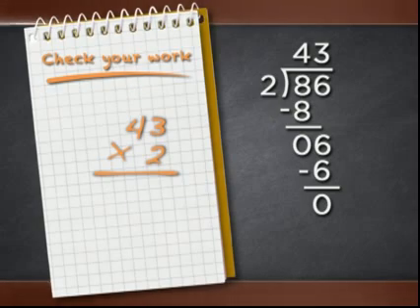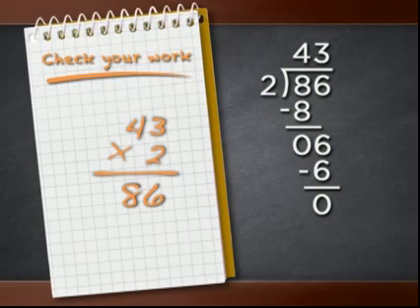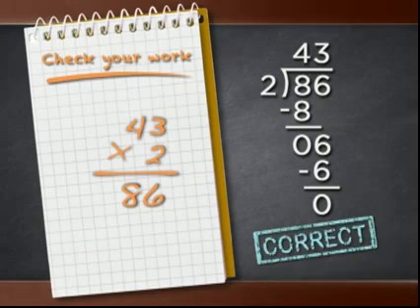Why multiply? Because multiplication is the opposite of division. And if we've done our work correctly, 43 times 2 gives us 86, which was the original dividend. And if you use the skills that we learned in the previous lesson to multiply 43 times 2, you really will get 86. That's a check of our answer, and so we know that we've done everything correctly.